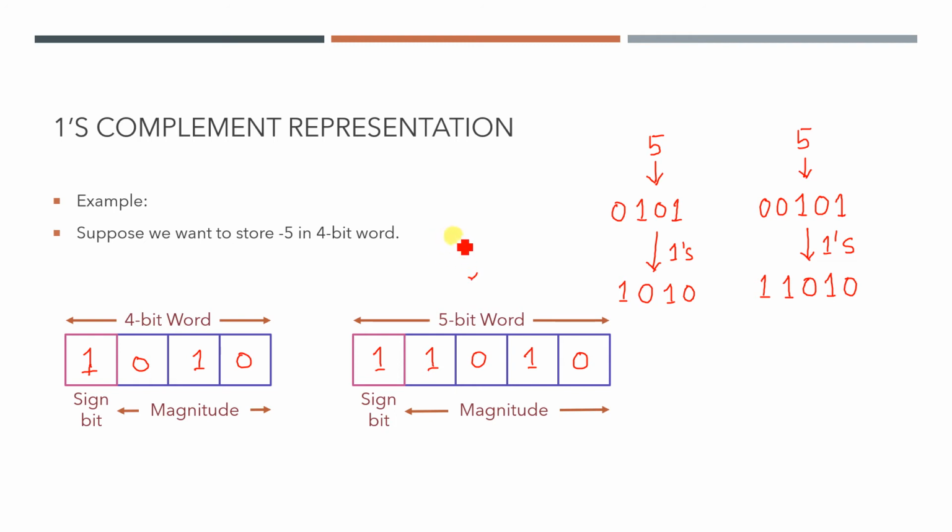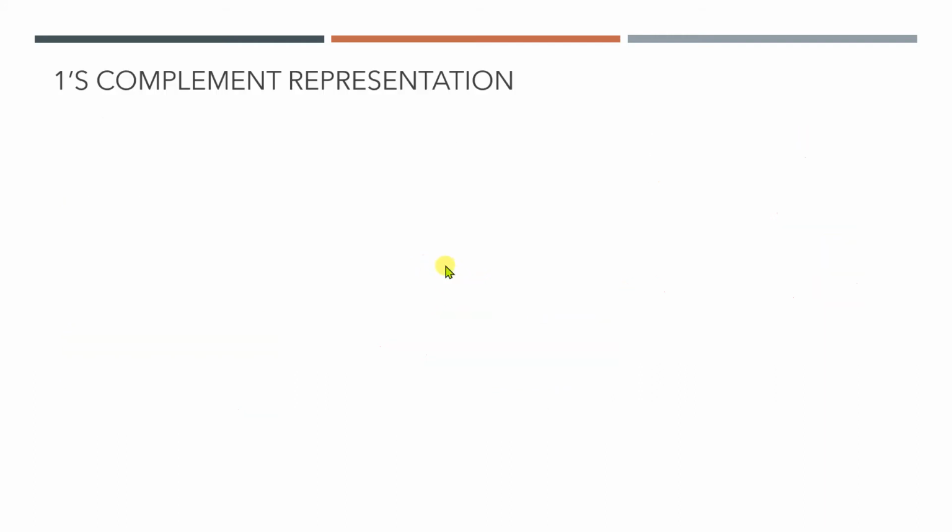Now let us see for a 4-bit word the entire process, means how much value gets how it is represented.